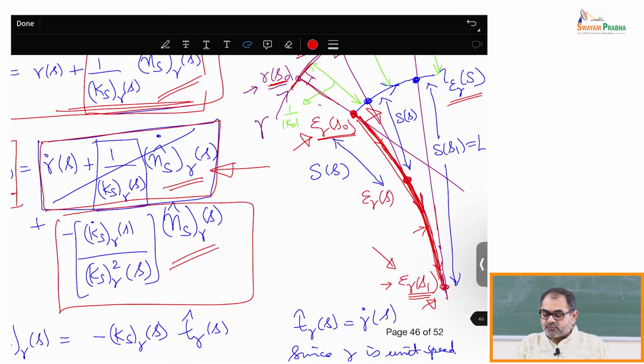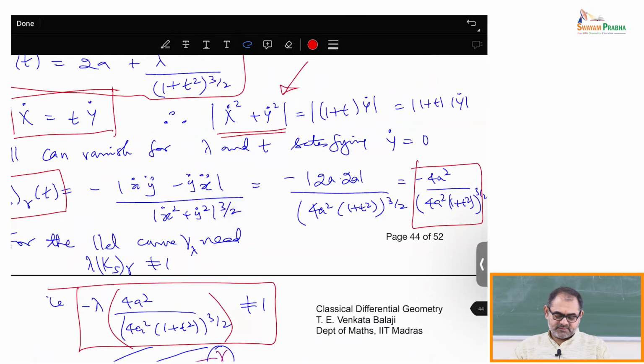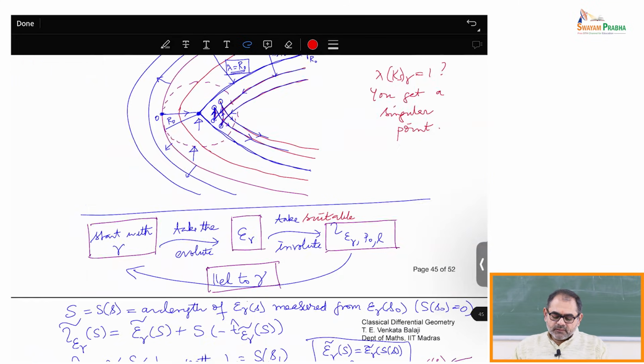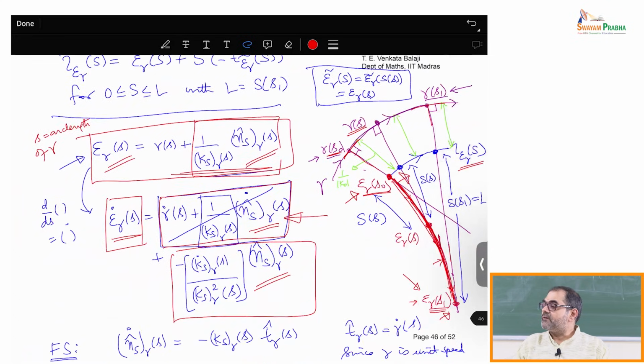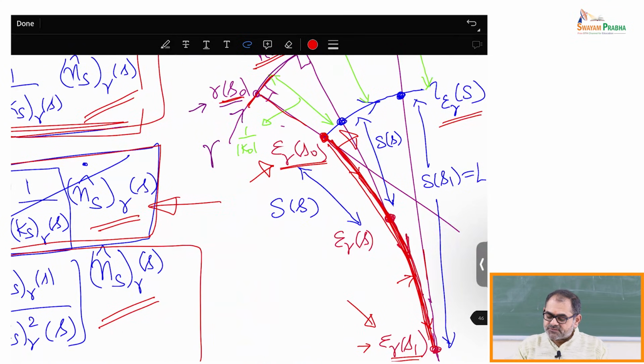Here I am fixing this point on the evolute corresponding to small s equal to s1, and the other point corresponding to small s equal to s0, I am pulling it out, and then I trace this. So I trace this blue curve, and I want to write the equation of this blue curve here, which is the involute of the evolute.